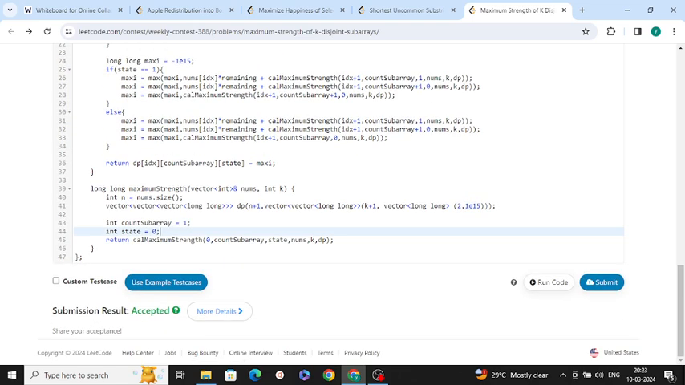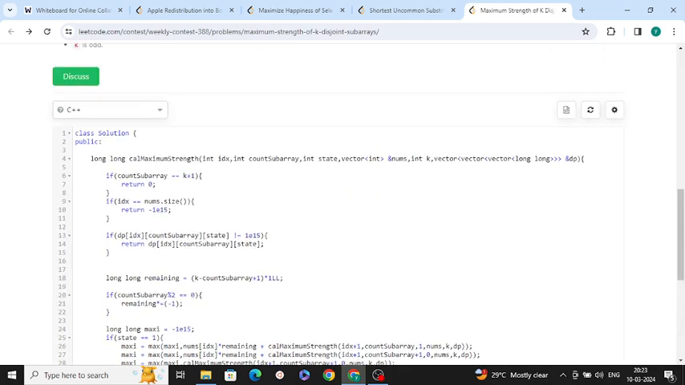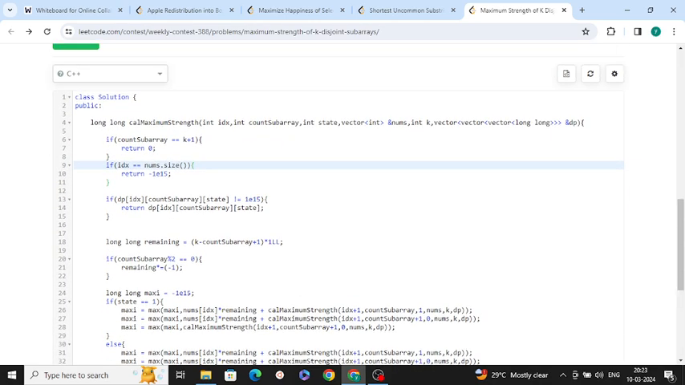For the index, I am starting with index 0, then I keep a count of subarrays. How many total subarrays have we counted so far? Because we need to count total k subarrays only, right? And what is the state of the DP, whether it is 0 or 1? The reason is whether to break the array or not break. So we will start with not break, right? And nums, k and dp are the parameters we have. The changing parameters are idx, count subarray and state, n cross k cross 2 DP, right?